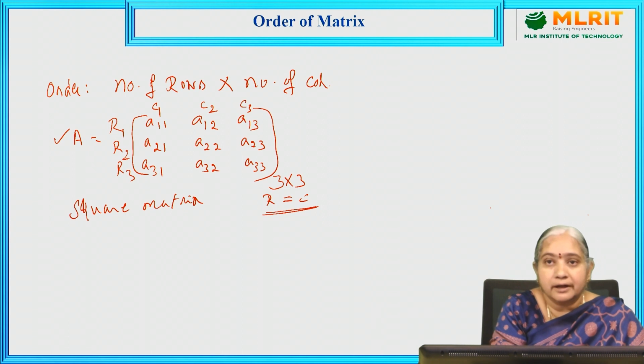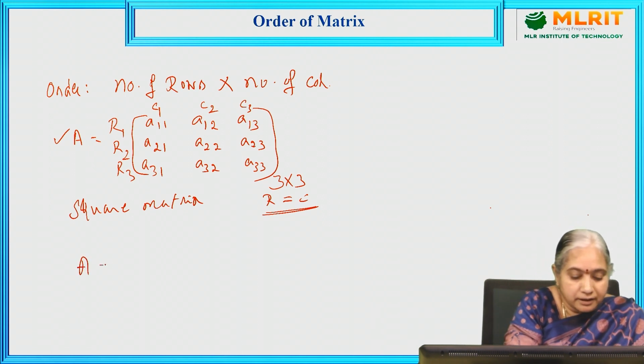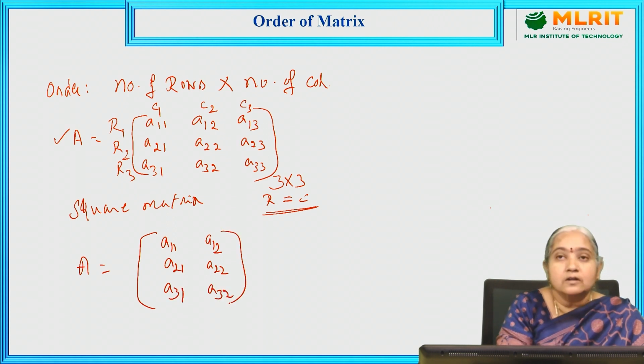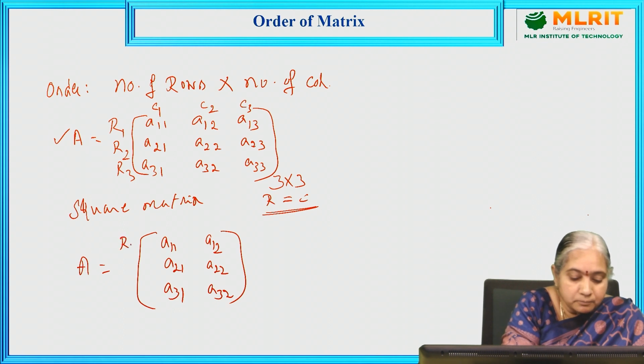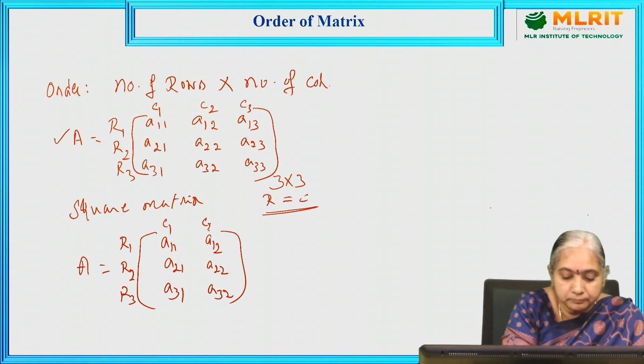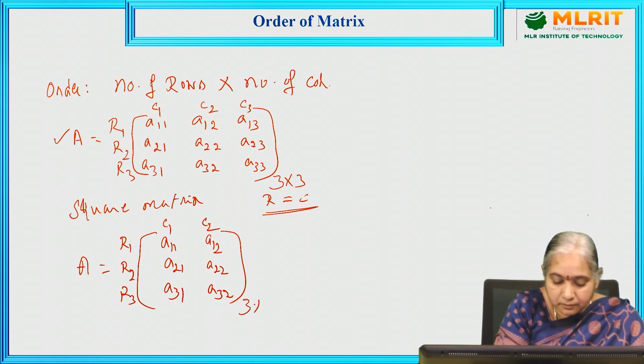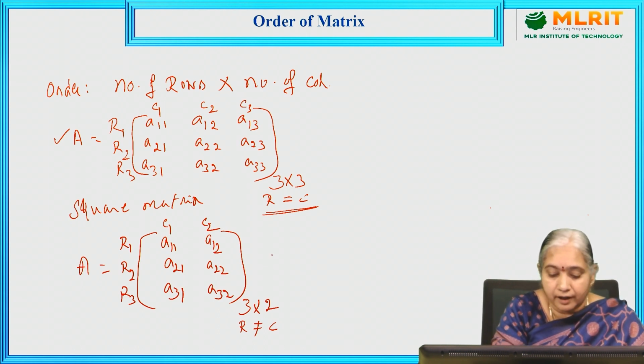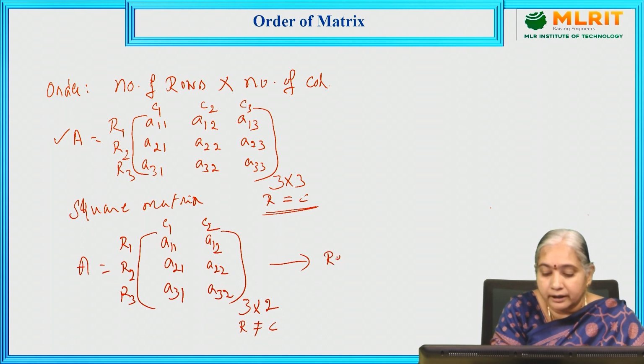Similarly, we can define the rectangular matrix. Take another matrix A equal to a11, a12, a21, a22, a31, a32. This matrix contains 3 rows and 2 columns. Here the number of rows is not equal to the number of columns. Whenever this property is satisfied, this type of matrix is called a rectangular matrix.